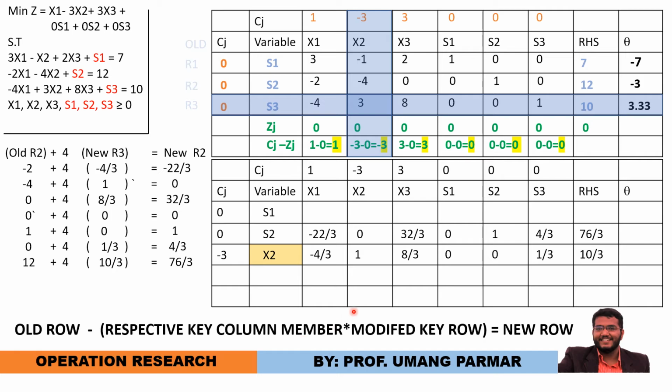For the second row, the respective key column member is minus 4. When I multiply minus 4 and there is again a minus here, minus minus becomes plus, so it is mentioned as plus 4. So the equation you need to remember, you can just note down: old row minus, in the bracket, respective key column member multiplied by modified key row, and that becomes our new row. Whenever you need to modify any row, you can simply apply this equation and you will get the answer.